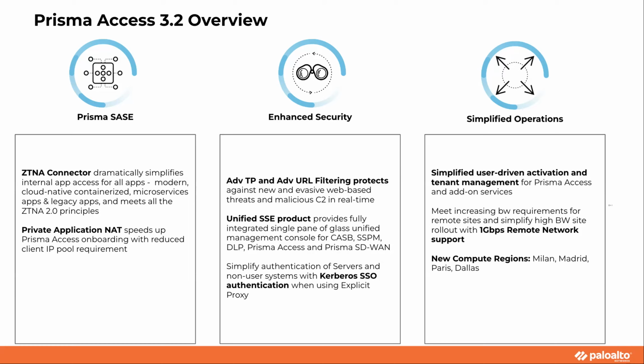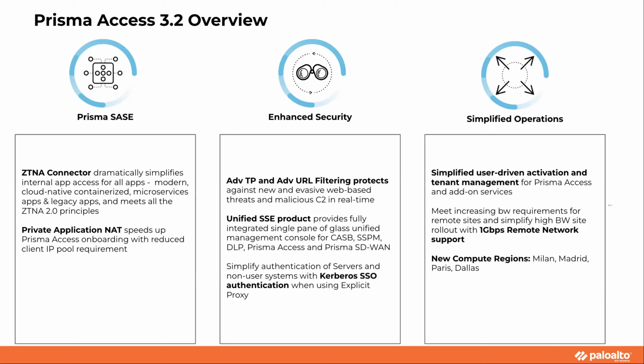Starting with the three innovation areas. The first one that I'm going to focus on is Prisma SASE. Prisma SASE is how you think about the SASE platform, and how we are simplifying not just the setup for Prisma Access and Prisma SASE in general, but also how we are making it simple to connect applications to users. The second area would be enhanced security.